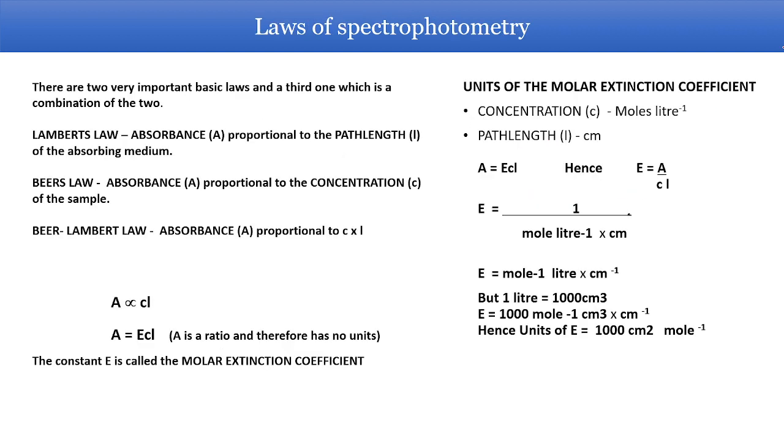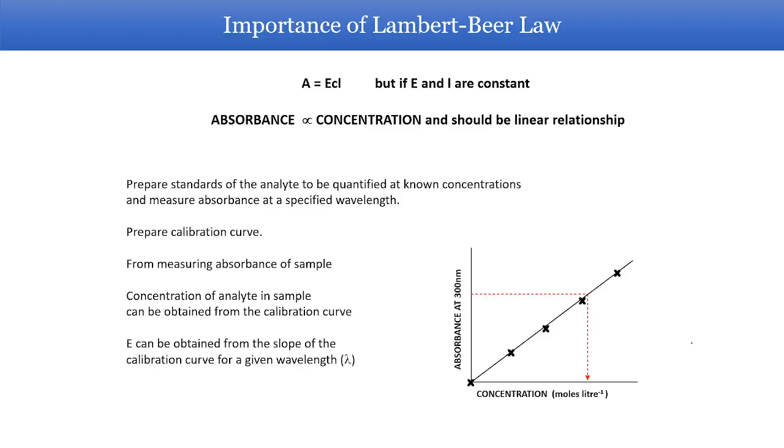So for this we came across the two important laws of spectrometry, the Lambert-Beer's law, where absorbance is directly proportional to concentration and path length, and for this we have a proportionality constant, which is known as the molar extinction coefficient, and the two units of molar extinction coefficient are mole inverse liter centimeter inverse and 1000 centimeter square mole inverse.